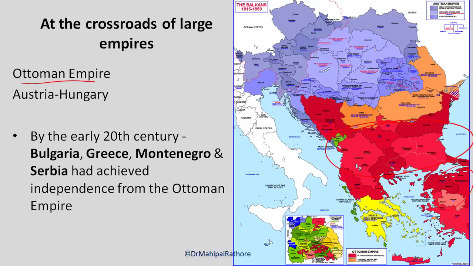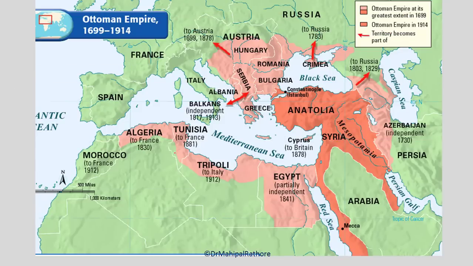Earlier they had rule even here in the north, but later, by the time 19th and 20th century had arrived, they controlled only this region. And the other kingdom was Austria-Hungary here in the north. So Austria-Hungary and Ottoman were the two empires. In between them are all these Slavic peoples. So half of them are living with Austria-Hungary, half of them are living under Ottoman Empire. But some of them got their independence by the early 20th century, like Bulgaria, Greece, Montenegro, Serbia. They achieved their independence.